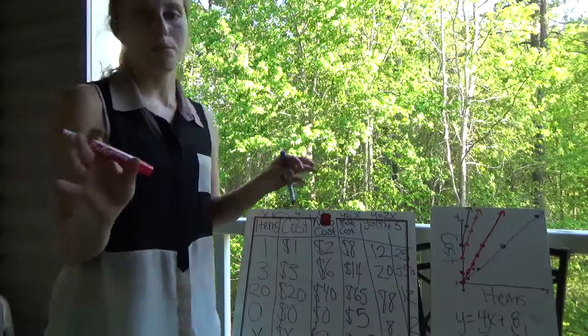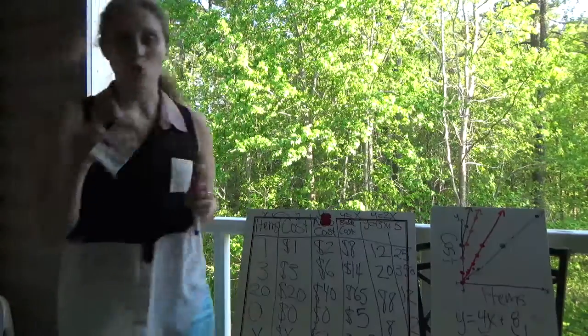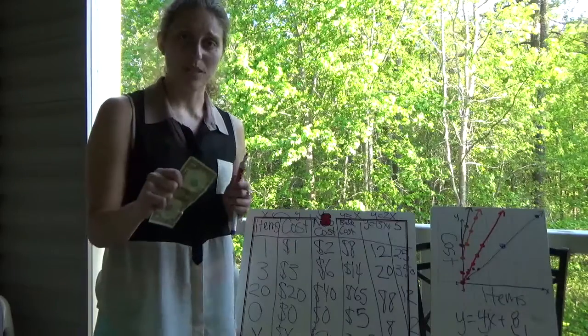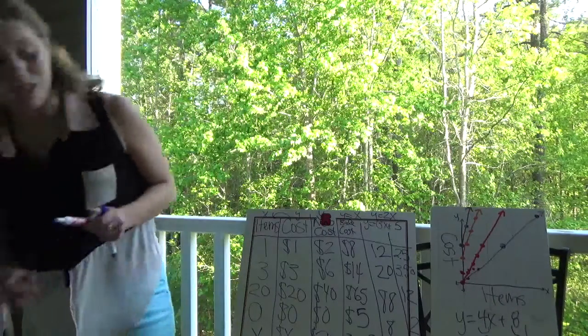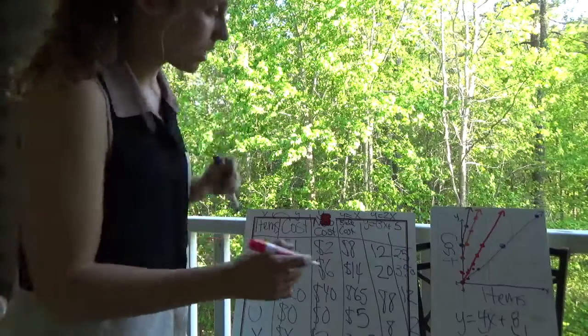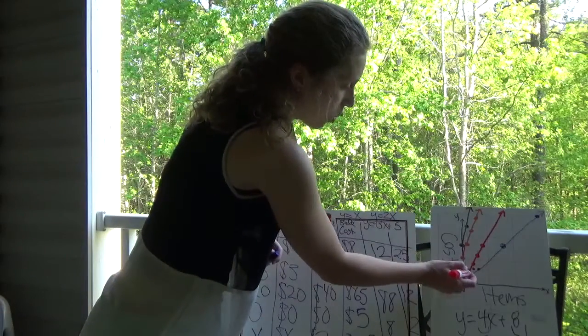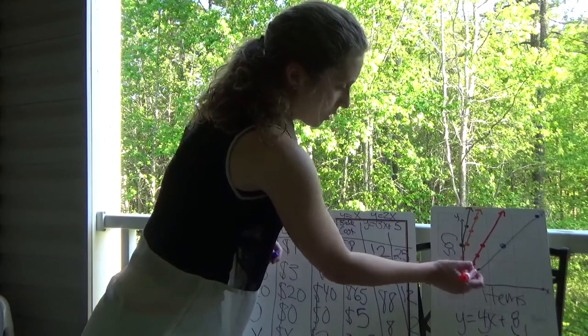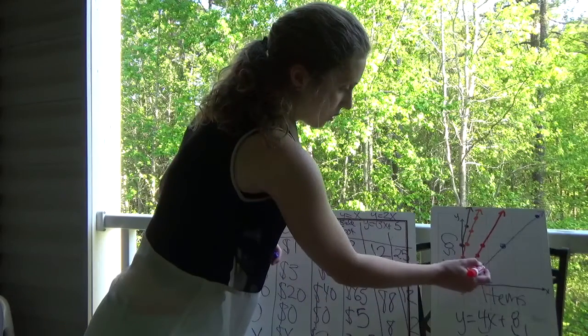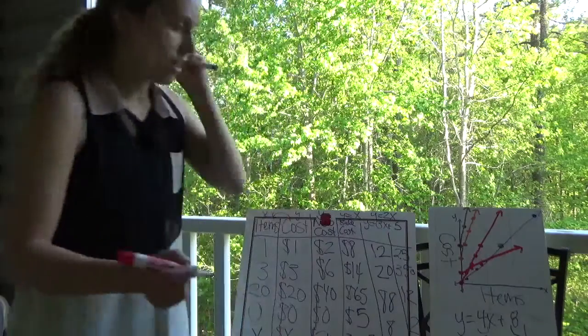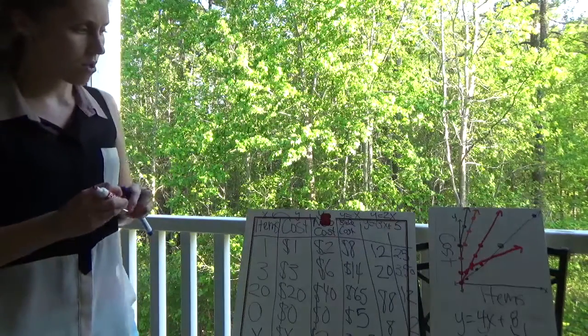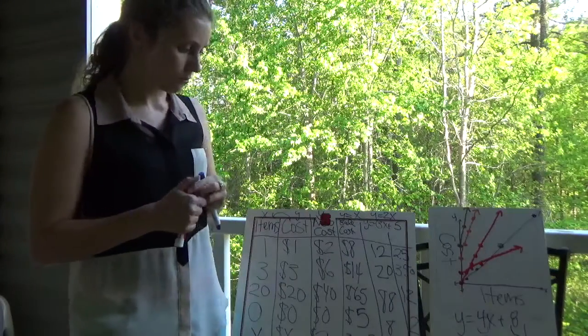What if we decided to buy, we're going to use $1. How many items can we get? Two items for $1. So that means that we could go over 2 items and up $1, and then over another 2 items and up $1, and keep going like that. And that's how we can know how to graph it.